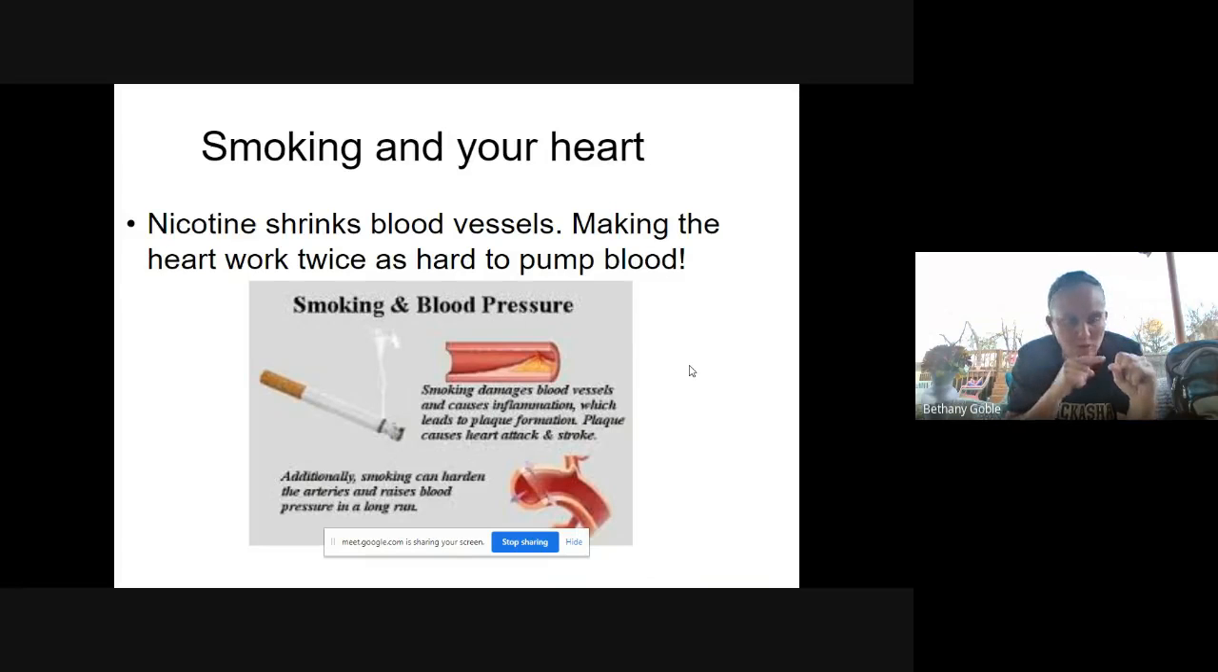Well, blood says, I still got to get through there. Your heart says, yeah, you do. I'm going to have to work harder to get the blood through there. So when people smoke, they're more likely to have heart attacks, and they're also more likely to have blood clots, because if it's really small, maybe blood gets stuck and it finally gets pushed through. Okay, so those are the issues that smoking can cause to your heart. All right, let's move on.